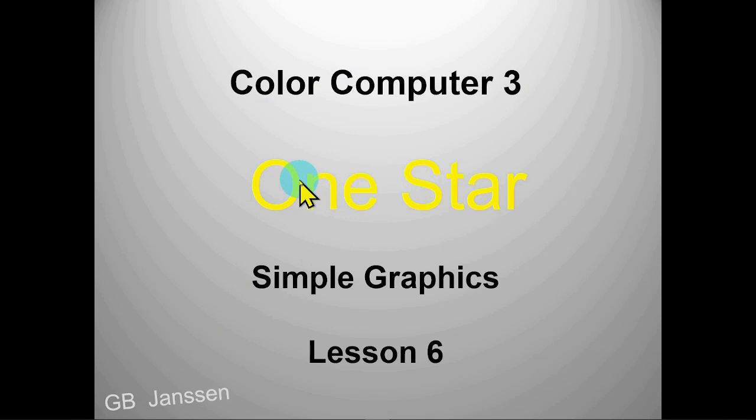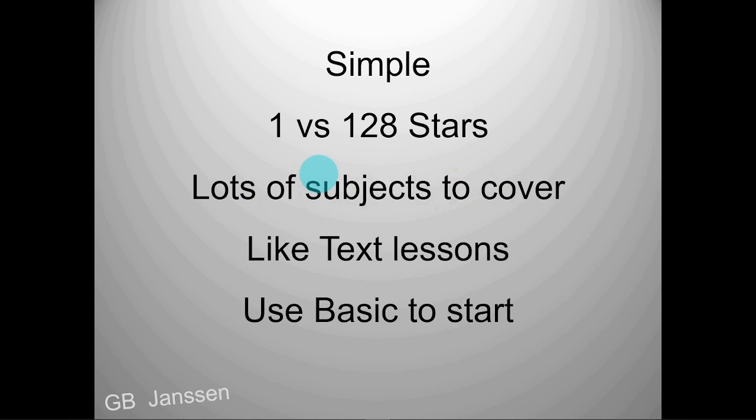Okay, here we are, 1 star. That's just the name of what we're going to do. The program here just has 1 star going across the screen. Very simple. Here were some of my notes. It's going to be very simple: 1 star versus 128 stars, which we'll get to in another lesson or two. But right now we just want to do one star.